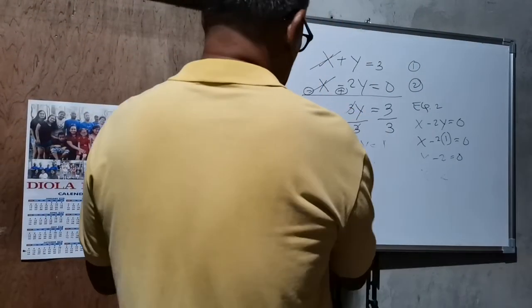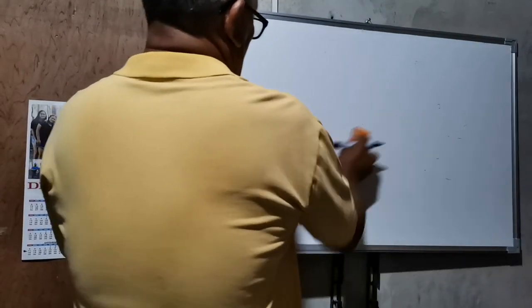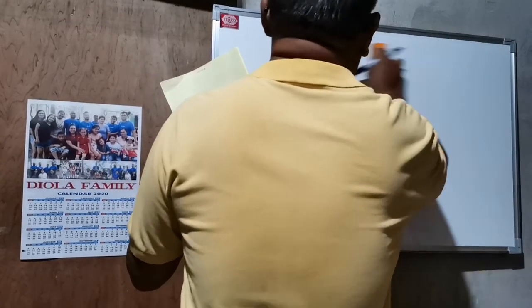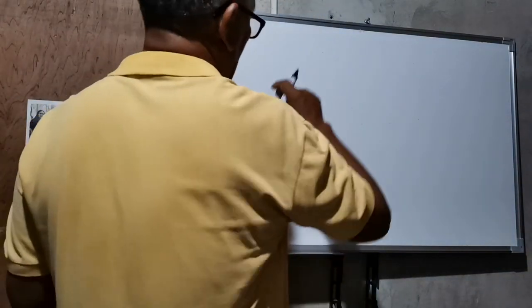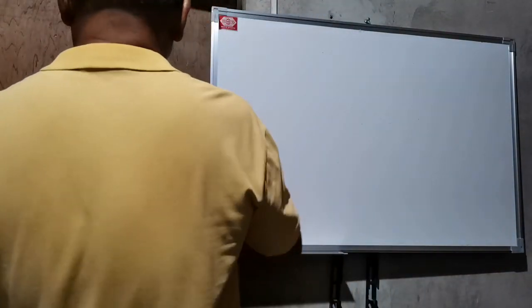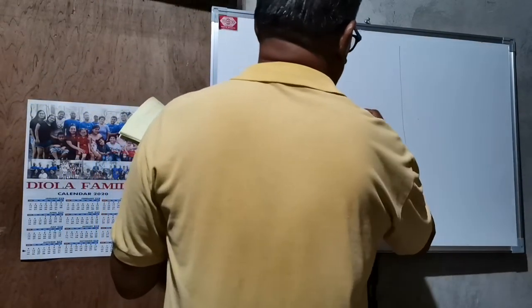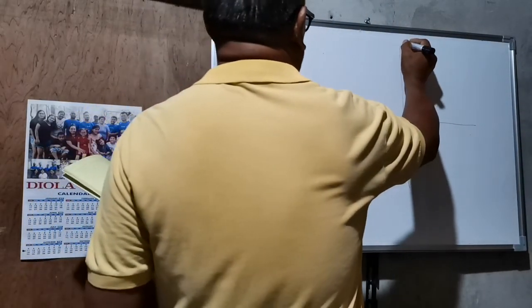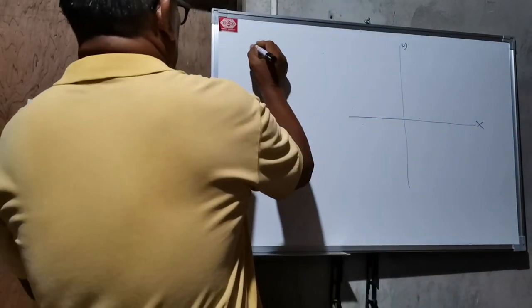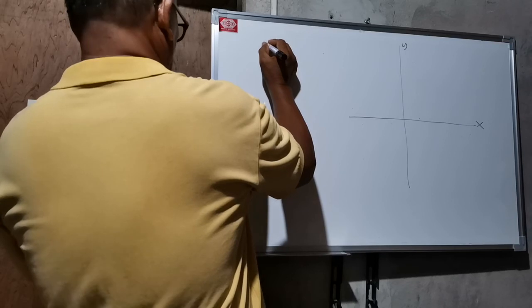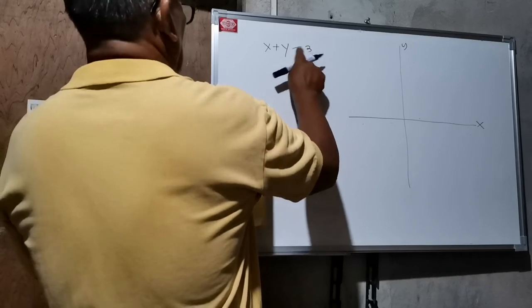Now I'm going to erase this one and we are going to plot the equation. In plotting the equation, we are going to tabulate the value of x and y and transfer it to the x and y graph. Here is now the y axis and the x axis. We are now going to tabulate the first equation. First equation is x plus y equals 3.